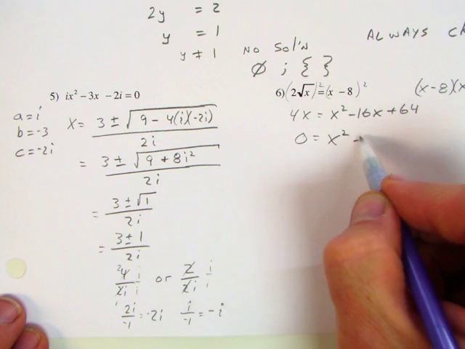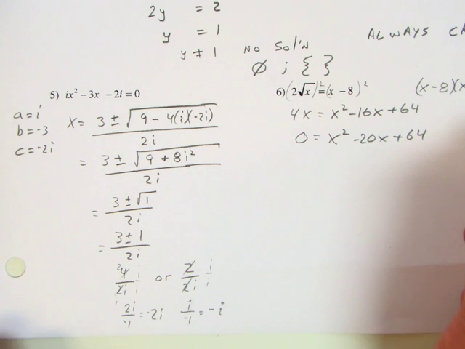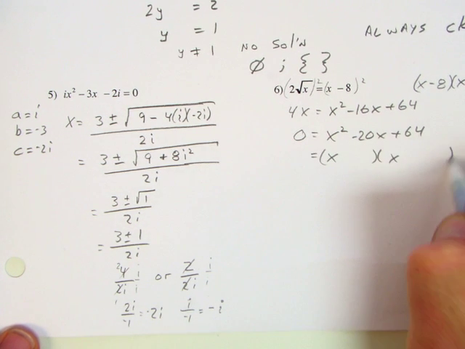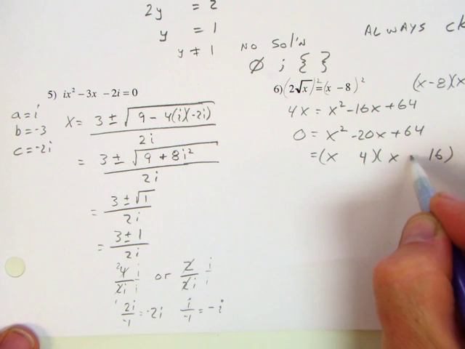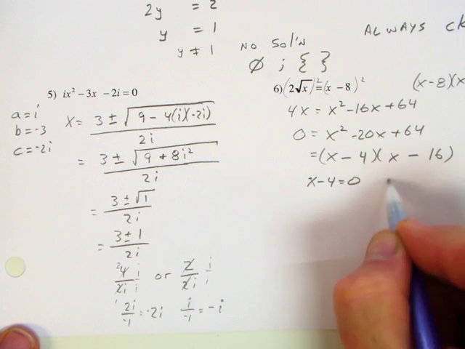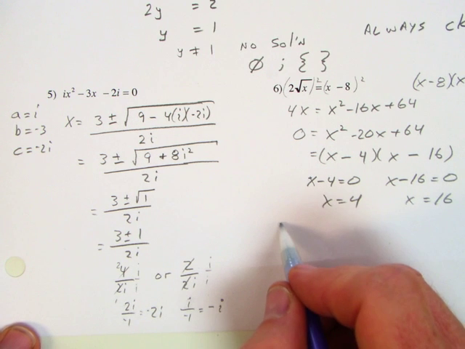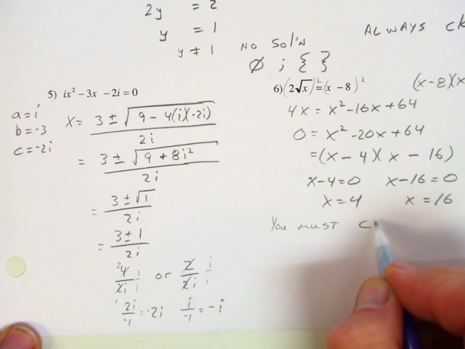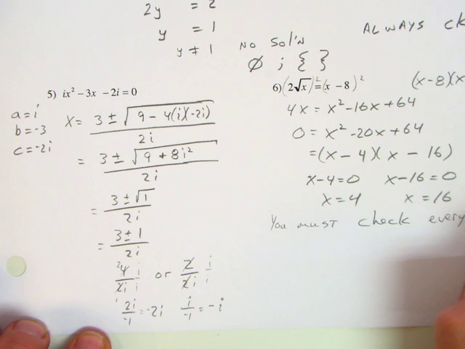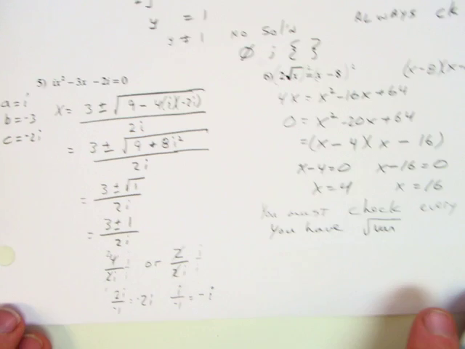So when we subtract that, we'll get negative 20x plus 64. Now we say what two numbers multiply to give us 64 but add to give us negative 20. We know it's x and x in the first spot, and that'll be 4 and 16. So we put a minus and a minus. X minus 4 equals 0, x minus 16 equals 0, x equals 4, or x equals 16. Now what you have to do here is you must check. Every time you have the square root with a variable inside, you need to check.